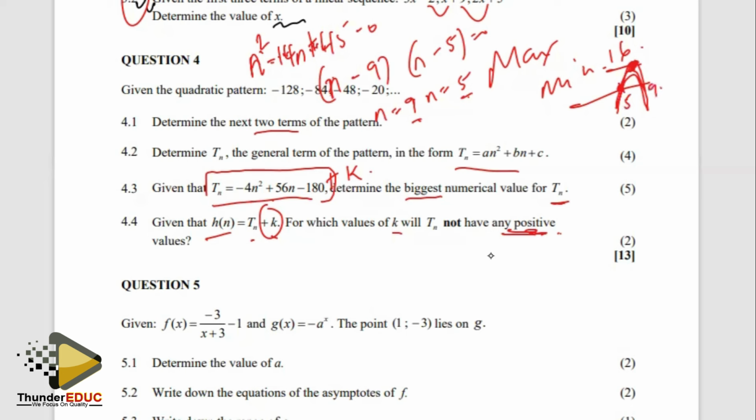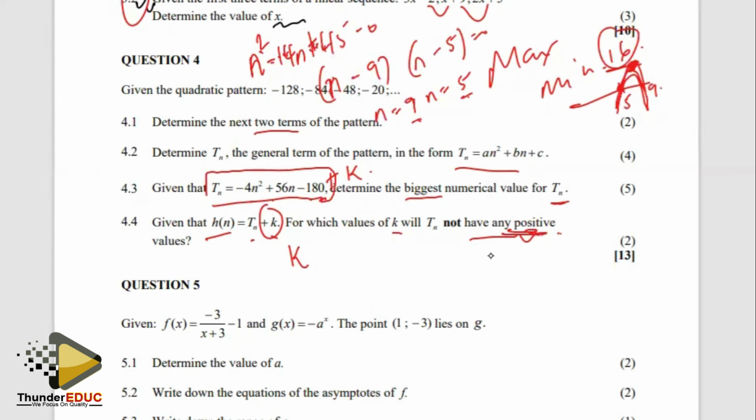So when does it happen that it doesn't have any positive values? I think that's when it is below. So which means k. We're getting the k, with the 180, so negative 180 plus k. But we said our maximum was 16. I don't need to even use the 180. Doesn't help.